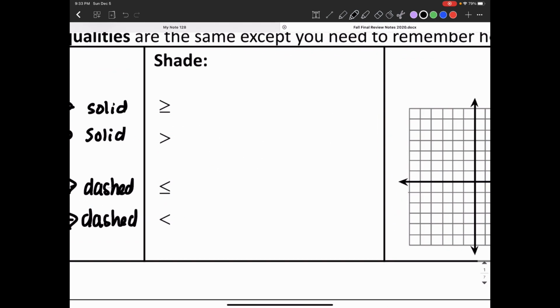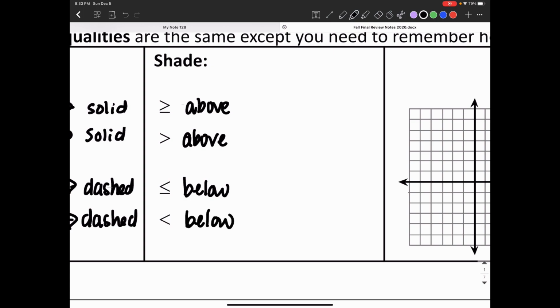For shading, if I have greater than or equal to or greater than, I know I'm shading above the line. And for less than or equal to, I know I'm shading below the line.